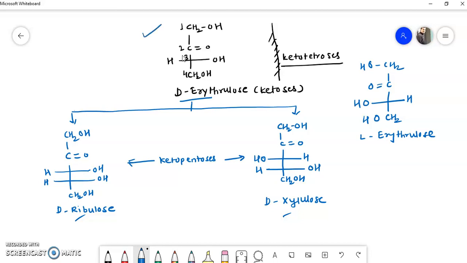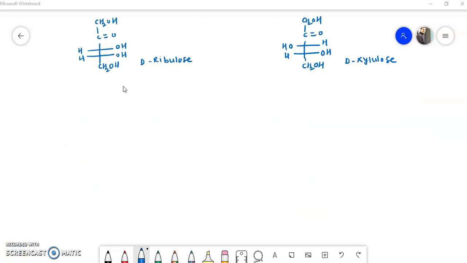So D-erythrulose is the example of ketotetroses. Just add one carbon, you will get D-ribulose and D-xylulose. Now if we add one carbon more to D-ribulose and D-xylulose, then we get another 4 forms that we will see right now. Okay, now let's see. I have once again drawn the structure of D-ribulose and D-xylulose.